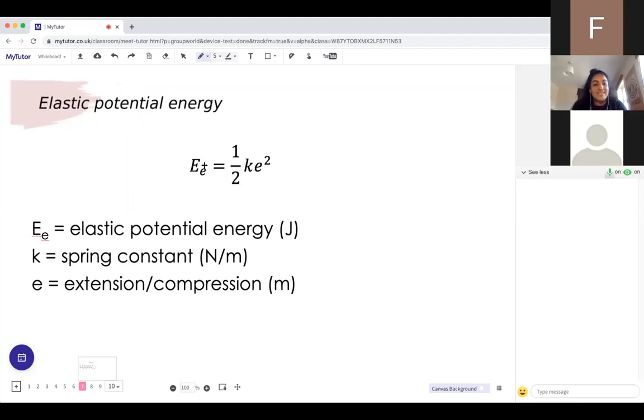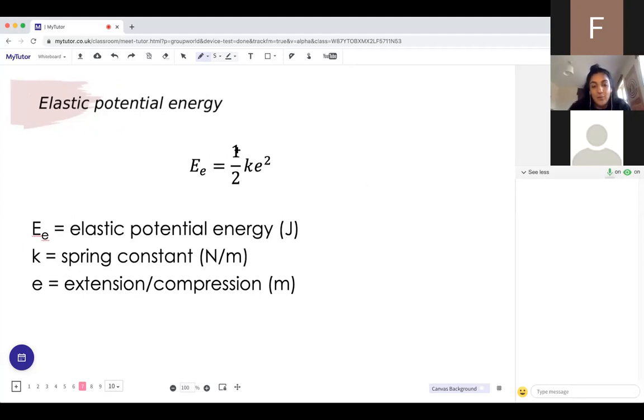So what is elastic potential energy? How do we work it out? Well, elastic potential energy is denoted with this big E, small e kind of symbol here. So the big E stands for energy, the little e down low stands for elastic. So this term represents elastic potential energy. Because it's an energy, we measure it in joules.